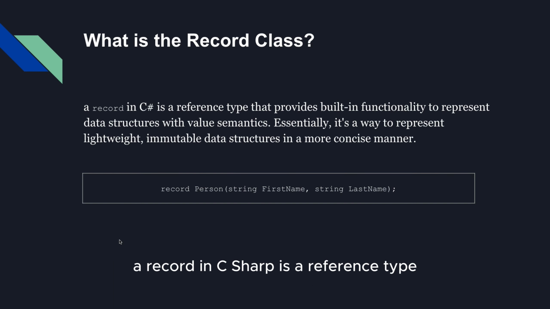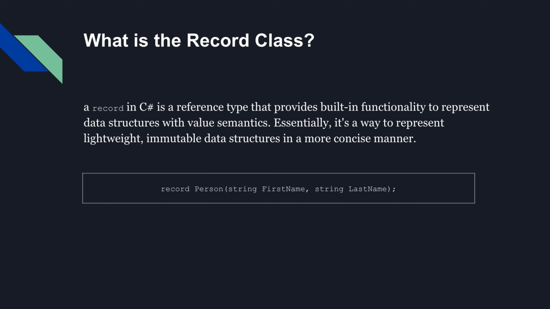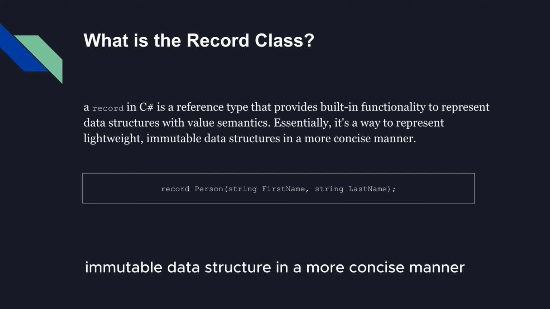A record in C# is a reference type that provides built-in functionality to represent data structure with value semantics. It is a way to represent lightweight, immutable data structure in a more concise manner.